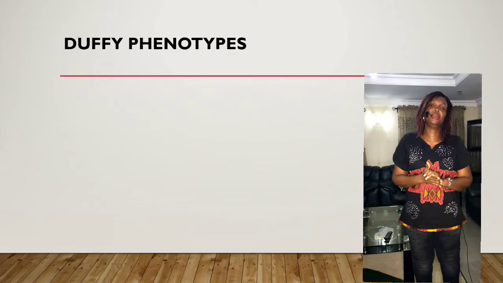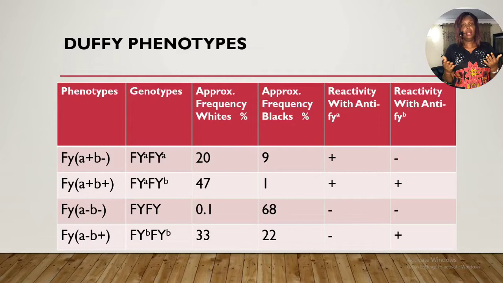Now, these phenotypes, let's just look at them. As shown on the table, the phenotype, the genotype, their frequency in whites, frequency in blacks, and their reactivity with anti-Duffy A and anti-Duffy B. The first group of individuals are those who have Duffy A antigen, but they don't have the Duffy B antigen. Obviously, their genotype should be FYA/FYA. They are approximately 20% in whites and 9% in blacks. And because they have Duffy A antigen, they will react positively with anti-Duffy A and negatively with anti-Duffy B.